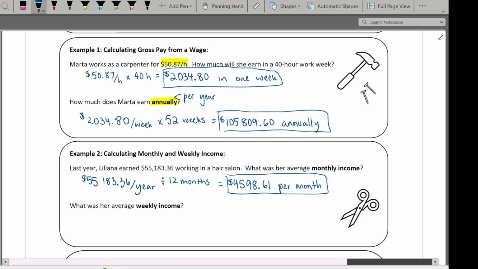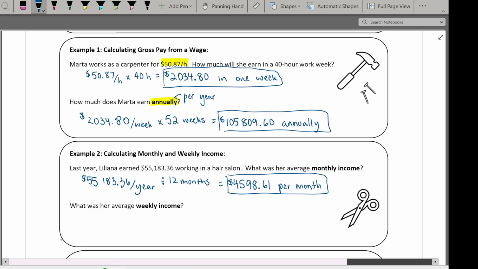What was her average weekly income? Okay, so here's where students make a really common mistake. They assume that every month has about 4 weeks, which is true. Like every month has about 4 weeks. But if you want to be more accurate, you should use the yearly, because every year has exactly 52 weeks. Whereas each month it's a little bit more than 4, right? So you're not going to get an exact number that way.